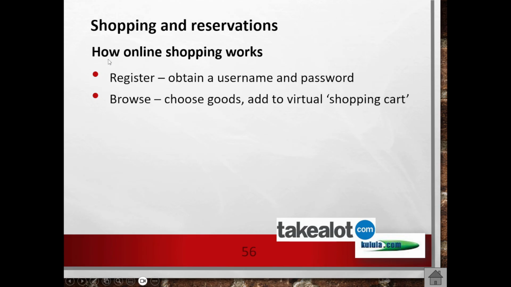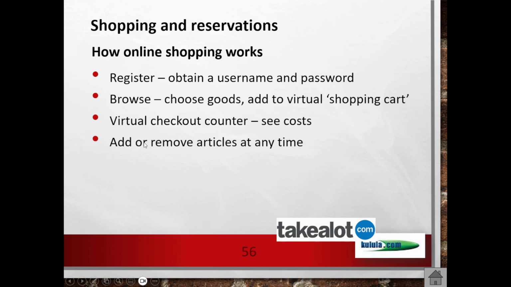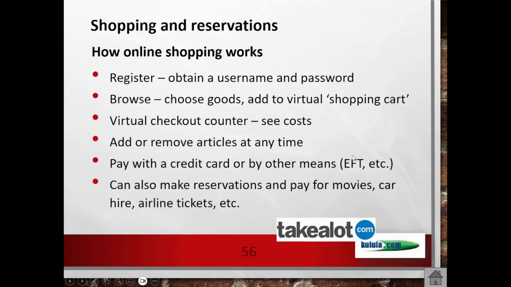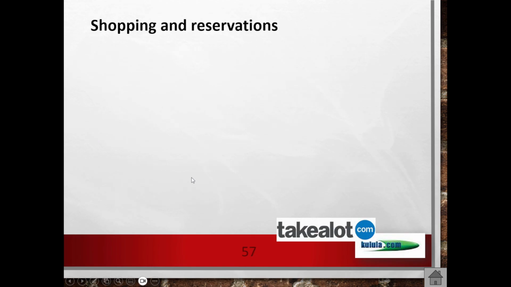But with online shopping, we know in order to do that, we have to register, get a username and a password. We browse the goods, add it to our virtual shopping cart. Is that a real shopping cart? No, it's a shopping cart located on that particular app. That's why it's virtual. I then go to a virtual checkout counter. I check the costs, make some changes if I need to. I can then pay via credit card. There's that credit card thing again, or EFT, or whichever other means they accept. And I can also make reservations and pay for movies, car hire, airline tickets, all these different things.